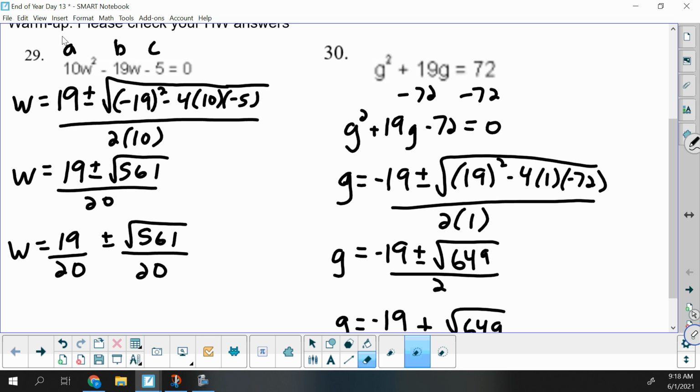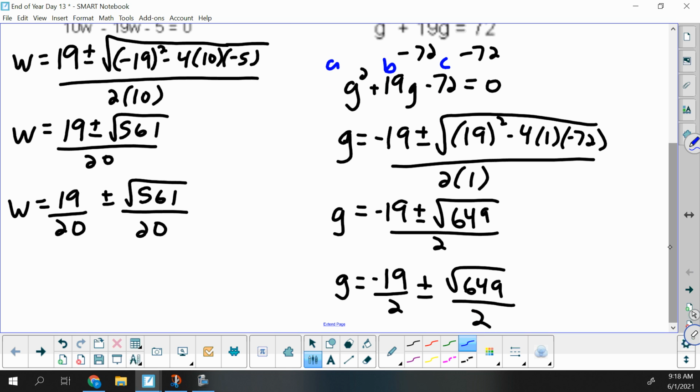In 30, we had to subtract the 72 over first. And now we could pick out our A of 1, our B of 19, and then our C of negative 72. Fill those into the quadratic formula. When you do the part under the radical, you get 649. Menu number factor of 649, and you don't get any factors that happen more than once. So just put them each individually over 2.